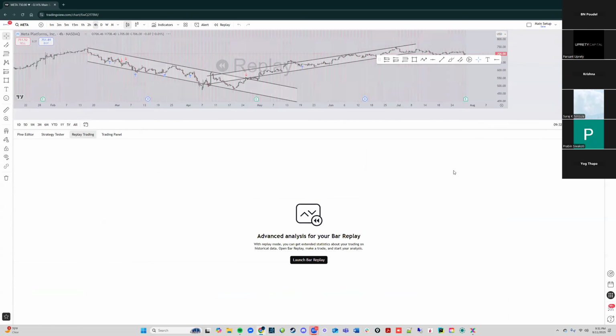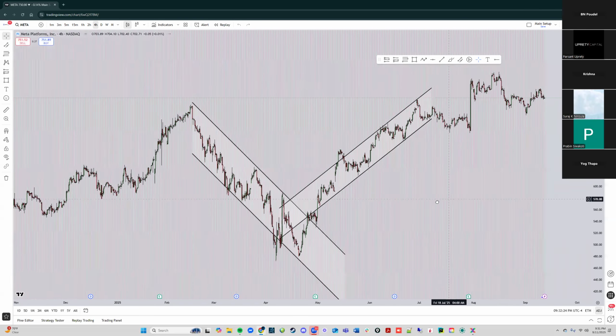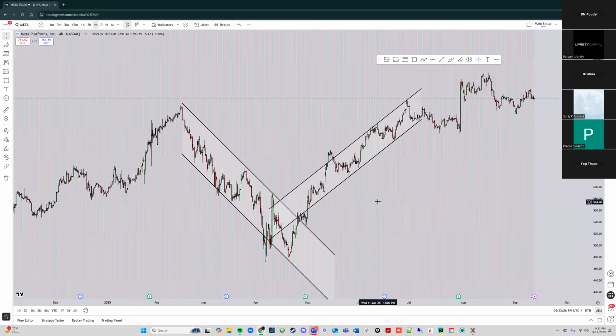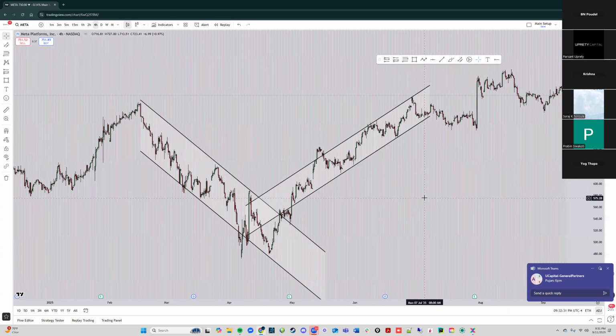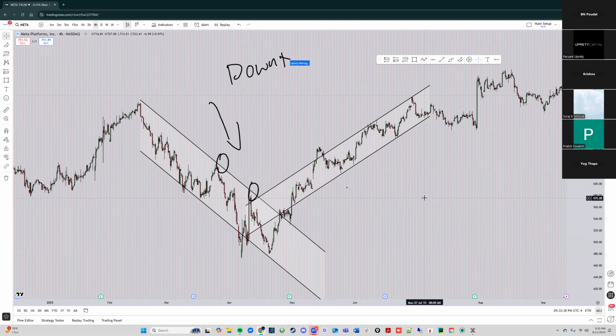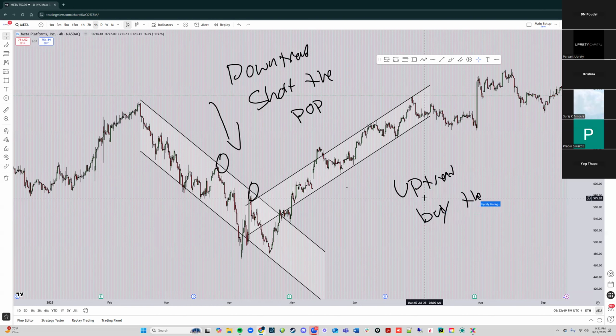Now, once again, this is paper trade. This is just an example. But look how well that would have worked out, even when you have some losing trades. And once again, that was some of you guys not following the channel. What if you shorted every pop? On a downtrend, short the pop. Uptrend, buy the dip. Does everybody understand that?